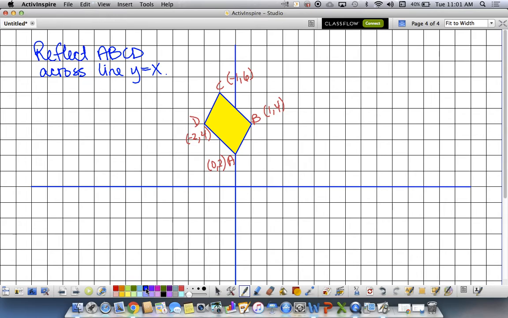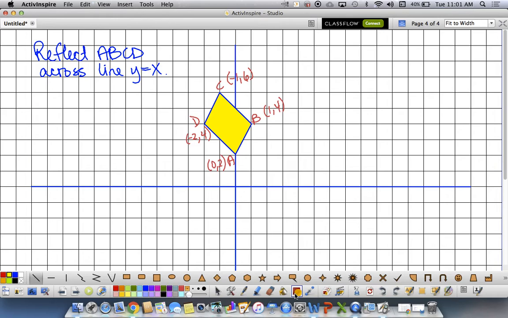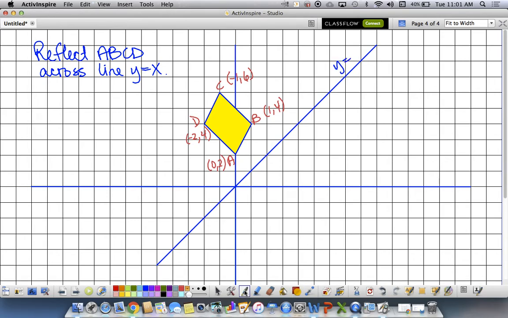Y equals x is actually a very important line in math, okay? If you look at it as y equals mx plus b, what is your b? What is your y-intercept? It's 0, right? There is no b, so the intercept is 0. So we're going to go through 0, 0. What is the slope? What's with x? 1. So the rise is 1, the run is 1. I'm going to keep this going both ways. It can be above or below. That is the line y equals x.